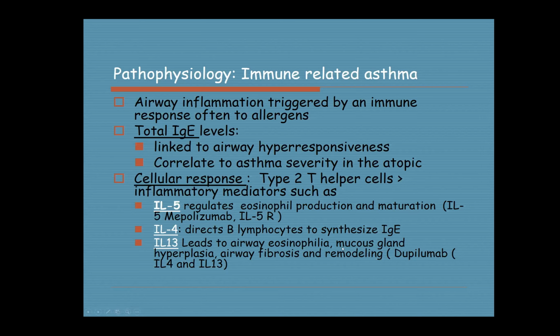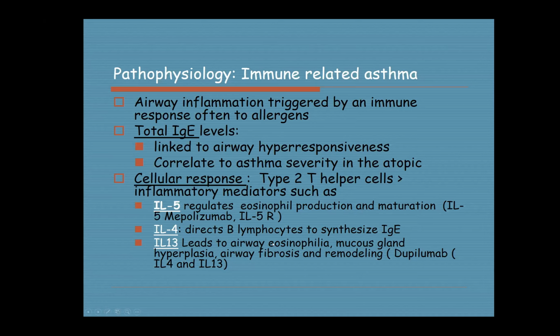IL-13 is also involved with mucus gland hyperplasia, airway fibrosis, and remodeling. So this is an exciting drug because maybe it would affect the long-term side effects of poorly controlled asthma, where we know our patient winds up with airway fibrosis and remodeling. Keep in mind, though, that blocking IL-13 is not blocking the maturation of the eosinophil or killing the eosinophil. It's just affecting airway recruitment, the eosinophil coming to the airway.